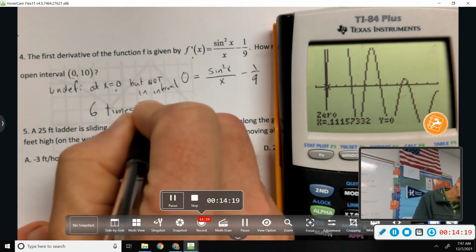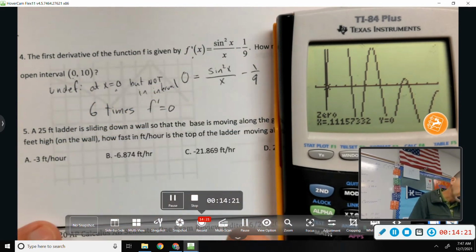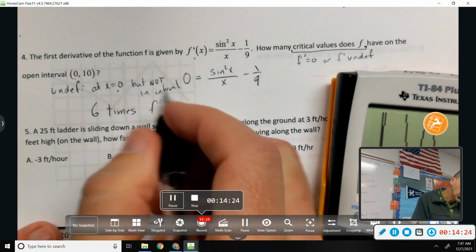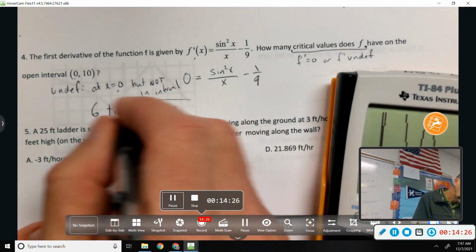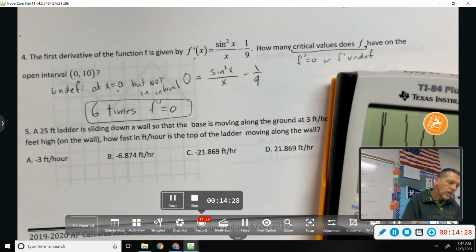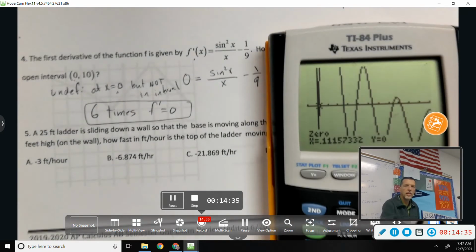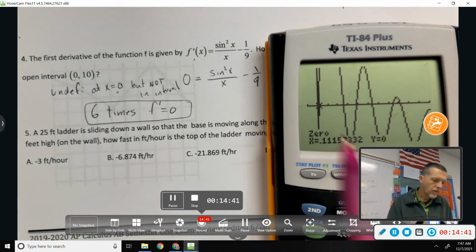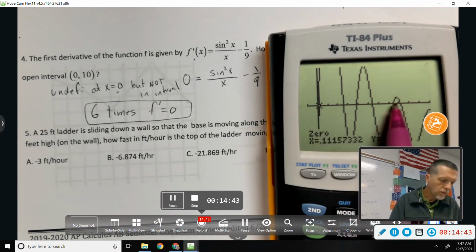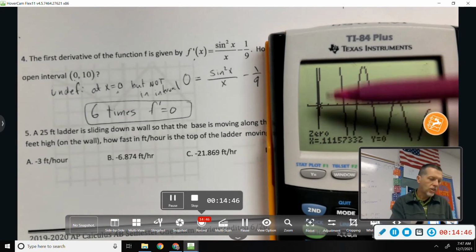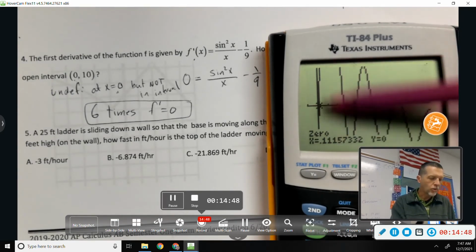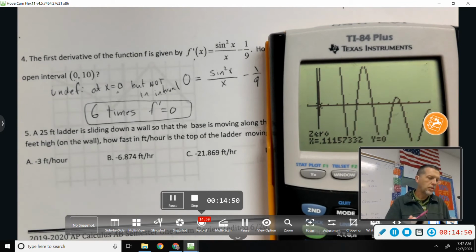So 6 times f prime equals 0. So that means there are 6 critical values of f on 0 to 10. Man, we had to look close, and that's not including 0, right? So 1, 2, 3, 4, 5, 6. And you can see from the graph that 0 is undefined. This heads toward an asymptote thing, but that's why we didn't include that one.